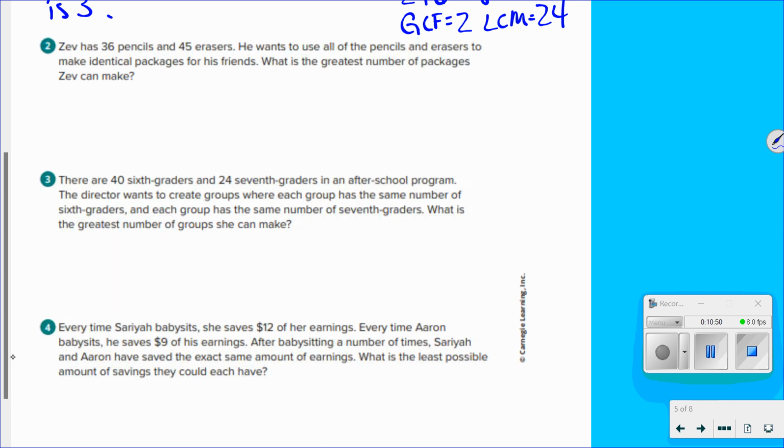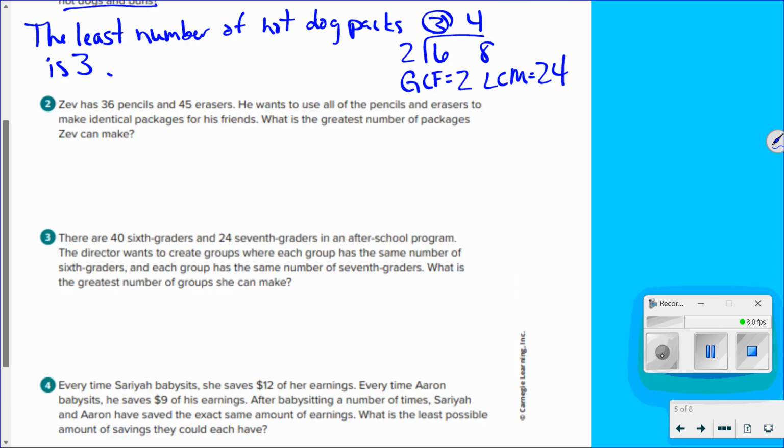Okay? Mark your text, find the GCF and LCM, figure out which one it is you need, and answer the question. So we're going to give you guys about 15 minutes to knock this out. So I'm going to go quick on this because we're running out of time, but at least show you what should have happened. Zeb has 36 pencils, 45 erasers. He wants to use all the pencils and erasers to make identical packages for his friends. What is the greatest number of packages he can make?